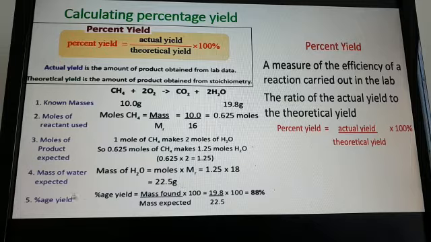Then percentage yield is equal to mass found divided by mass expected. Mass found is 19 gram, the product, divided by mass expected, this 22.5 gram. Then multiply with 100, you will get 88%. The percentage yield of this substance is 88%. Okay, this is the way we have to calculate the percentage yield.